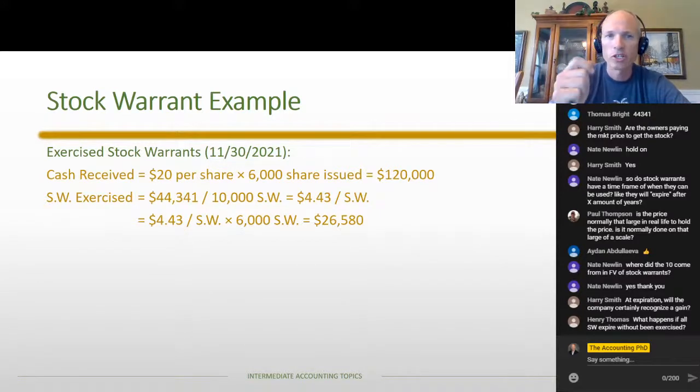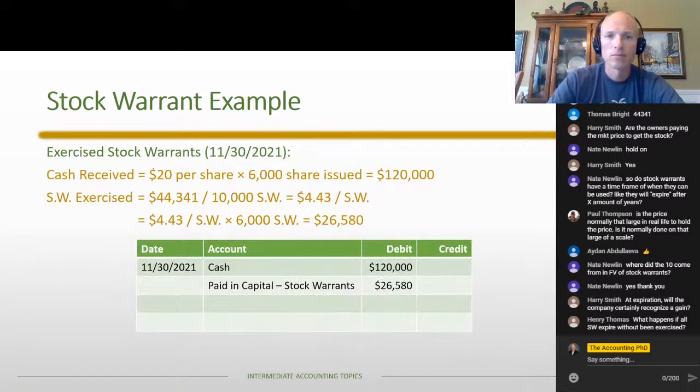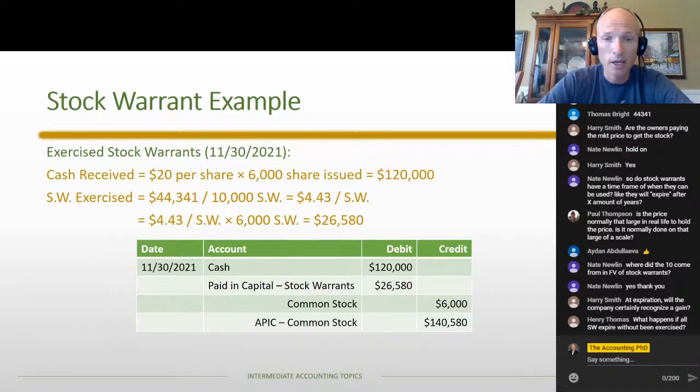So again, they turn in their stock warrants at $4.43 per stock warrant, and they give me $20 in order to get those shares. So the two things that they're giving me, and in exchange, what am I giving them? That's what they're giving me: cash in and turning in those stock warrants. And then, of course, I am issuing them common stock. The common stock has a $1 par value, so that's what we assign to the common stock account. And then the APIC common stock account is just the plug to complete the transaction.